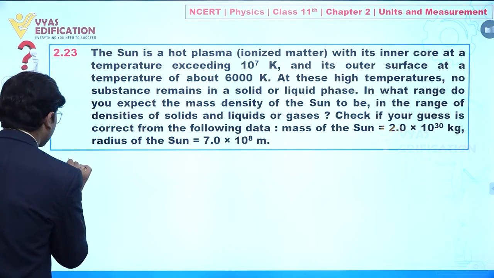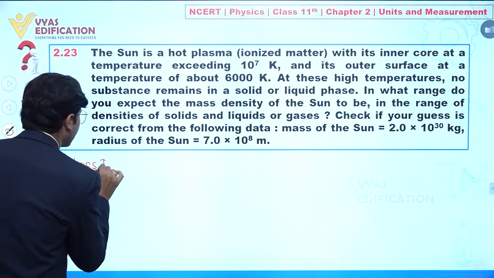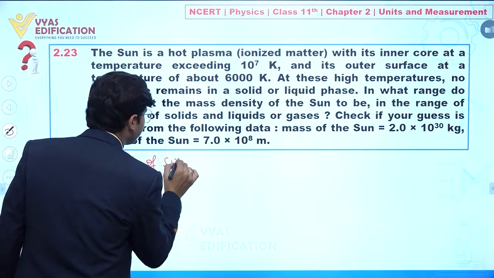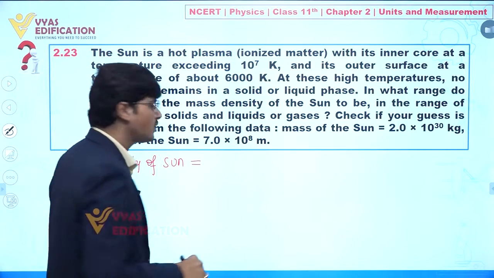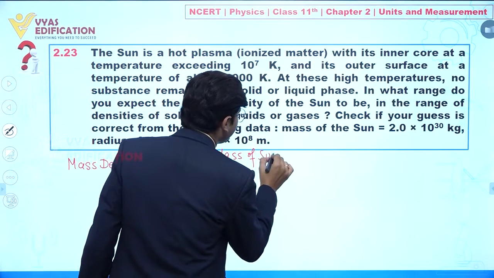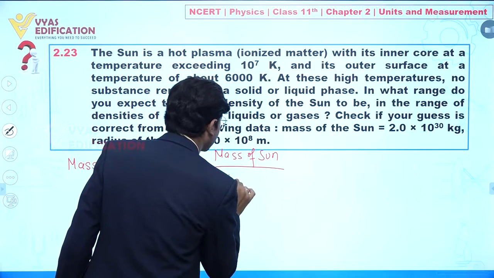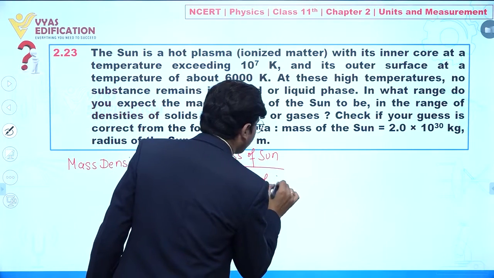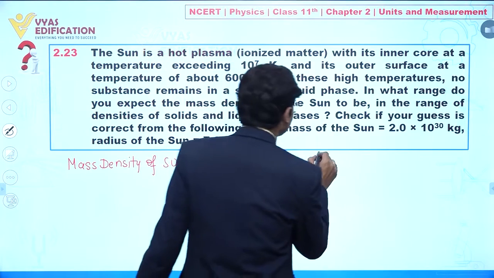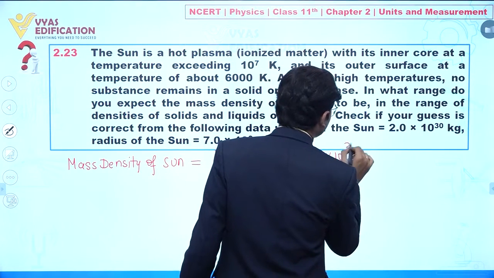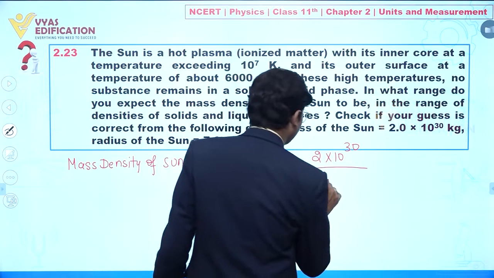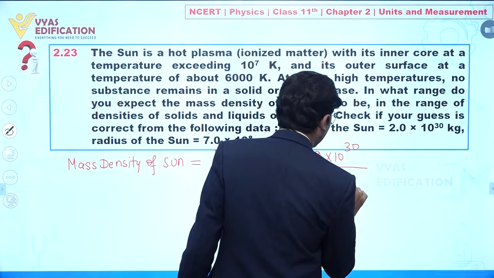So we can write like this: mass density of the sun is equal to the mass of the sun divided by the volume of the sun. Now the mass of the sun is given in this question: 2 into 10 to the power 30. What is the volume of the sun? Volume of the sun is 4 by 3 pi r cube.